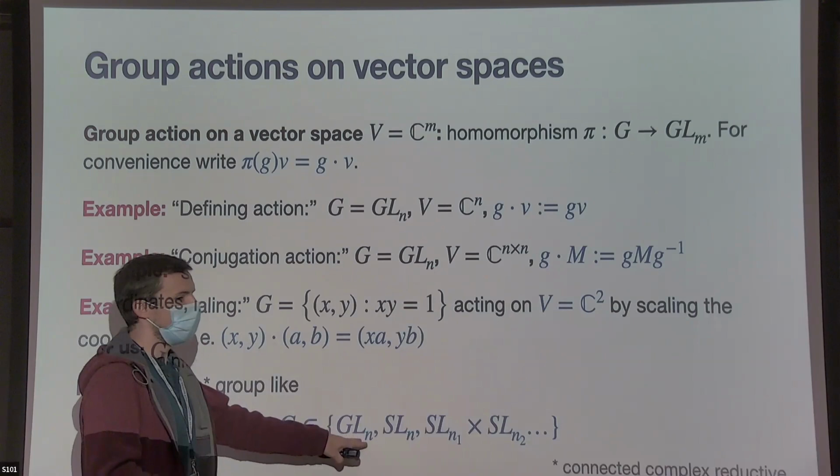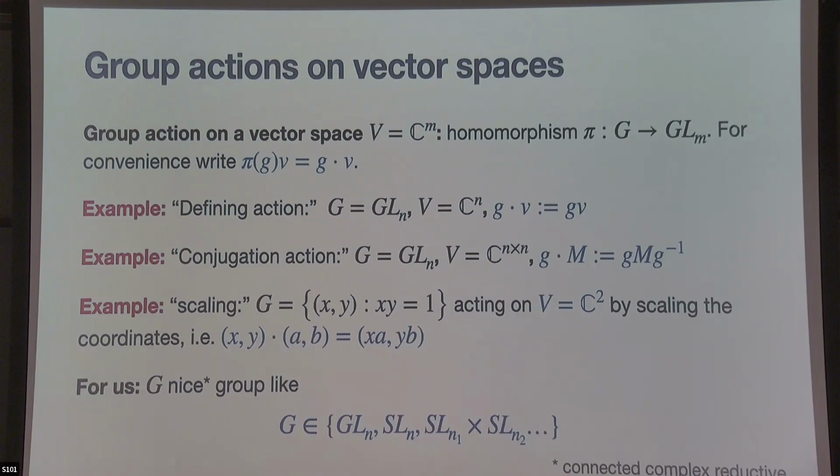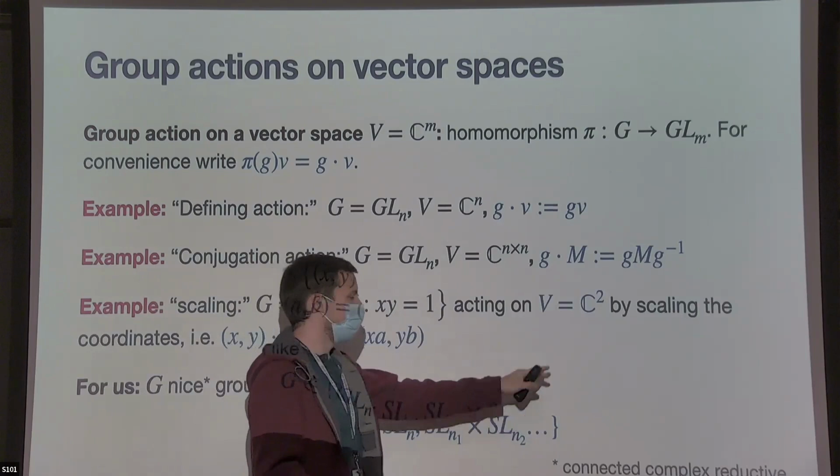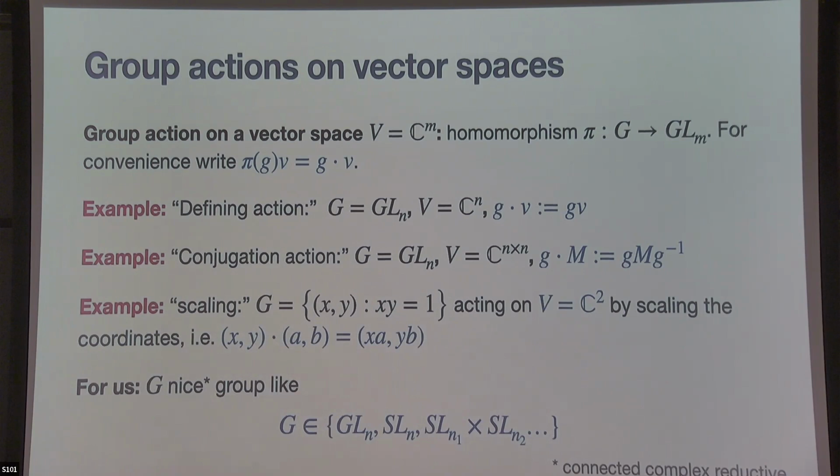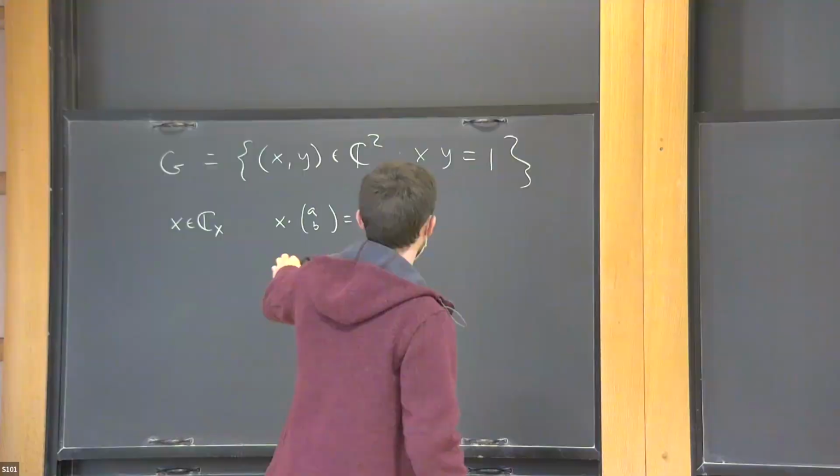So another good example, for concreteness, just add it to the list, is groups of diagonal matrices, which is really just products of these complex numbers groups.